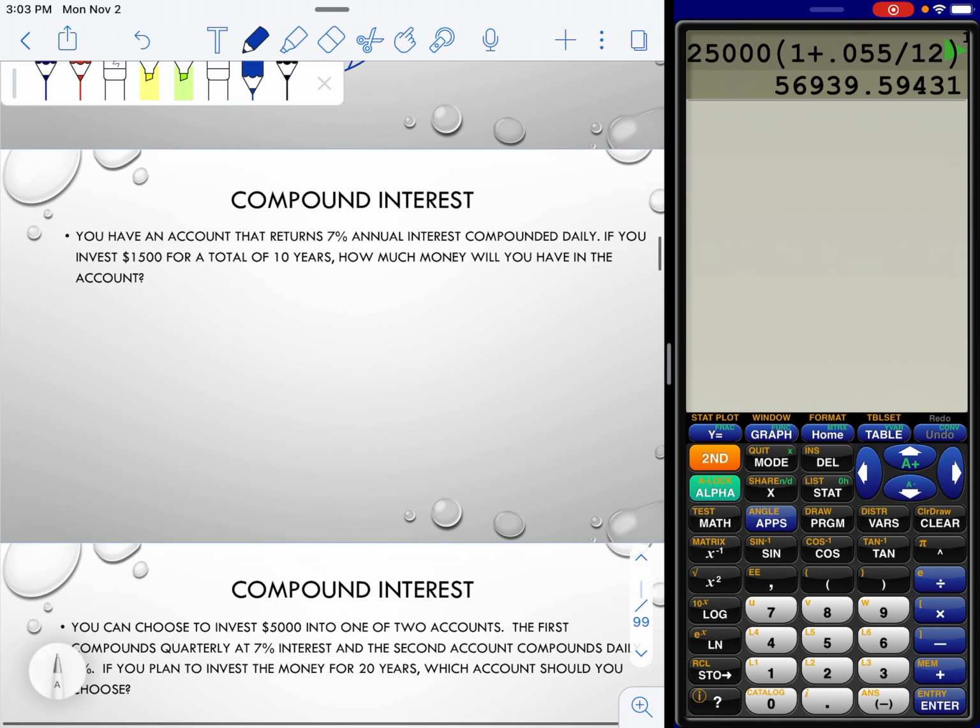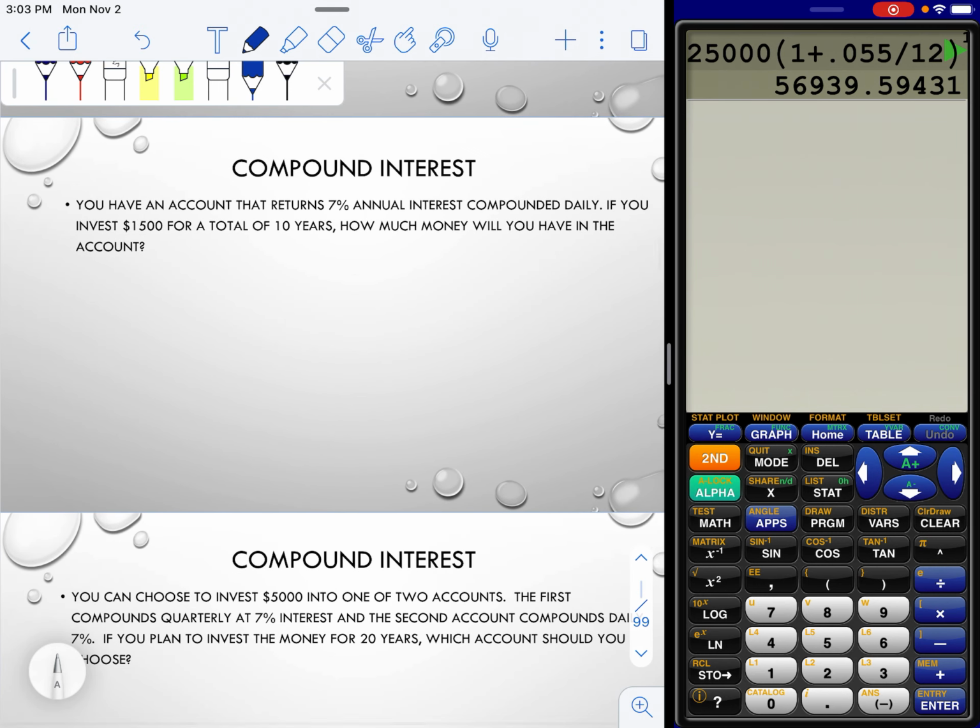Here's another example. You have an account that returns 7% annual interest compounded daily, 365 times a year. If you invest $1,500 for 10 years, how much money do you have in your account? So, initial value times your multiplier.